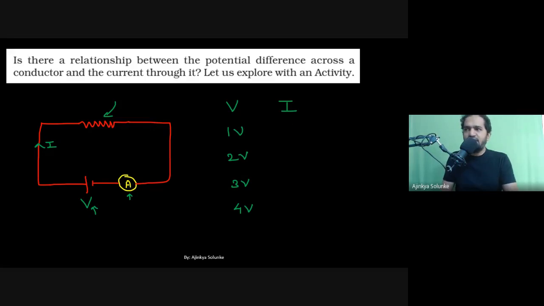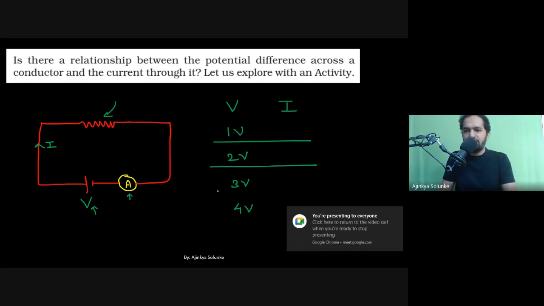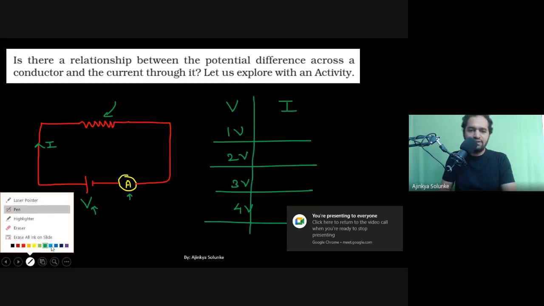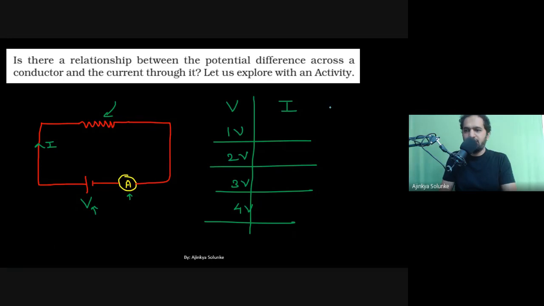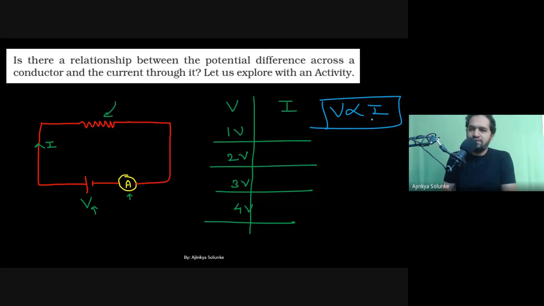When he created this big table, he found that the relation between the two is a very simple one. He said the relation is V is directly proportional to I. He found that both have a direct relationship with each other. What do you mean by direct relationship? You had this topic in your class 8. Direct relationship is when one quantity increases, the other quantity also increases, right? This is very important. Whenever potential difference increases, current also increases. That is what he found out.